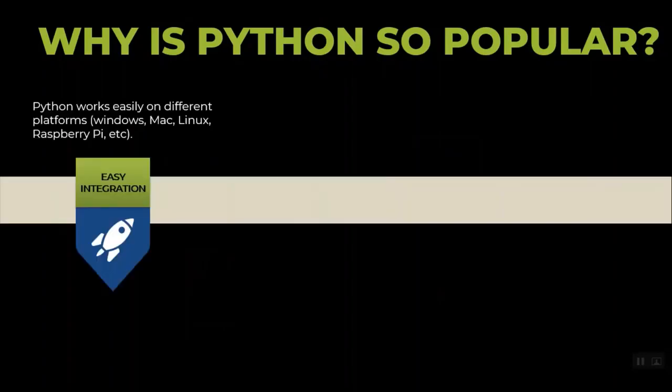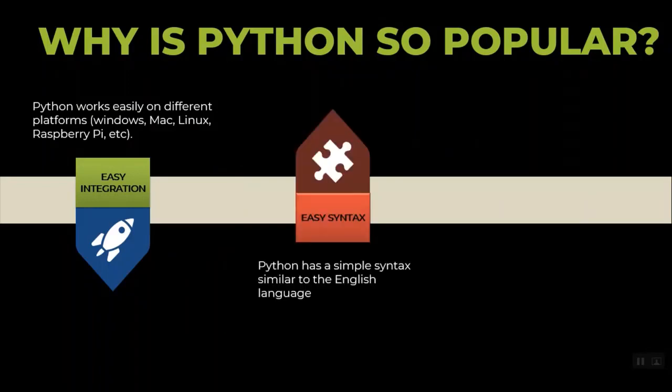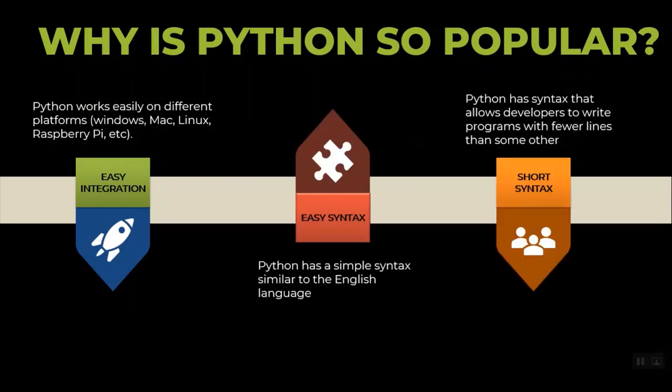Python works on different platforms: Windows, Mac, Linux, Raspberry Pi, etc. Python has a simple syntax similar to the English language. Python has a syntax that allows developers to write programs with fewer lines than some other programming languages. Python was designed for readability and has some similarities to the English language with influence from mathematics.